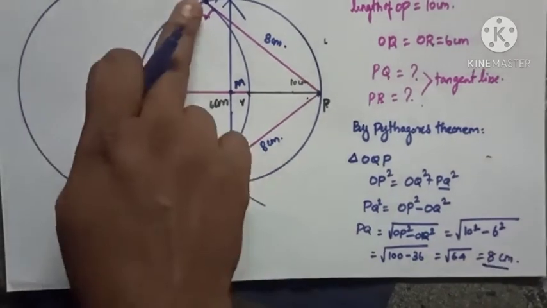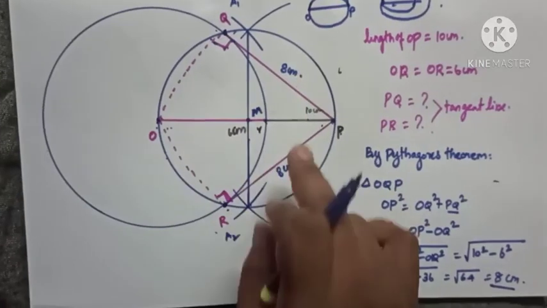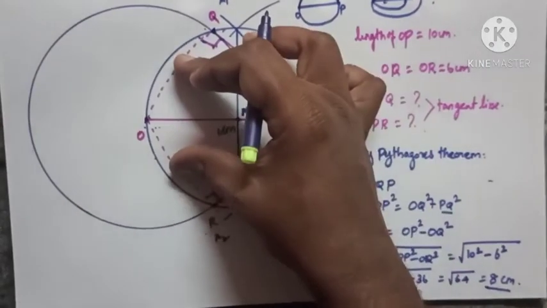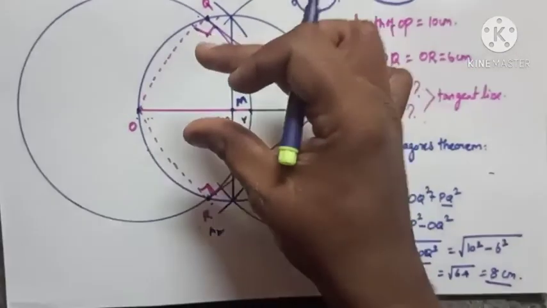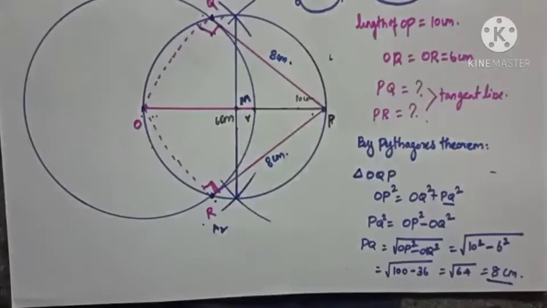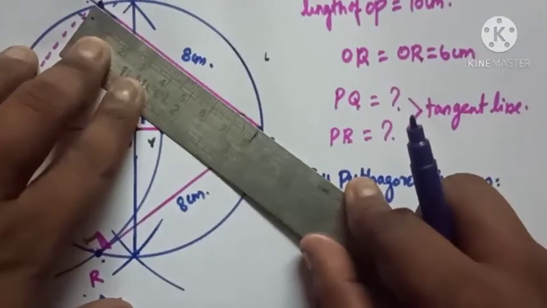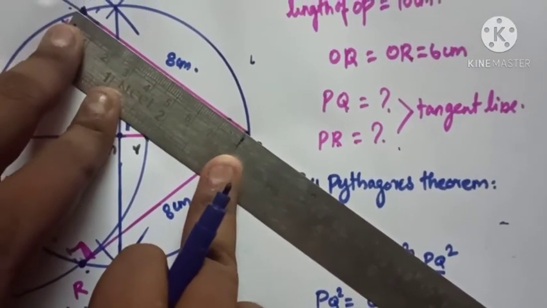Okay, so the length of the tangents PQ and PR are both 8 centimeter, because the two tangents are equal, the radii are equal, and OP is the common side. These two triangles are congruent triangles. By using this scale, we just measure the tangent. After completing the calculation, it shows accurately 8 centimeter.